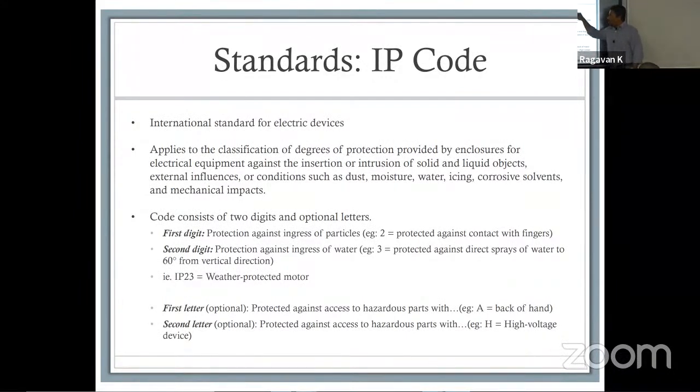When you look at the IP codes, you're talking about 2 digits followed by 2 letters. The digits are required, the letters are optional. There's a whole table of what each digit represents, and I just picked a couple of them because they were things we probably relate to. For example, for the first digit, if you have 2, it is protected against contact with fingers.